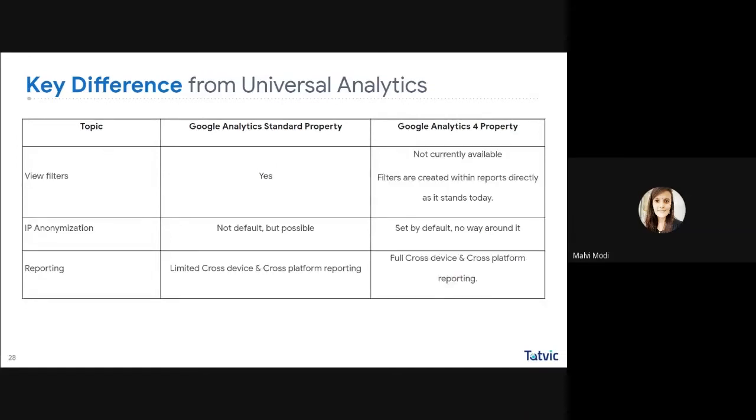Since there are no views, there will not be filters as well in GA4, but you have the possibility of creating the reports directly as it stands today. And IP anonymization is not available by default, but it was possible in standard properties. But in GA4, it is set by default, and there is no way around it. When I come to reporting, the standard property had a limited cross-device and cross-platform reporting, whereas GA4 will give you a full cross-device and cross-platform reporting.